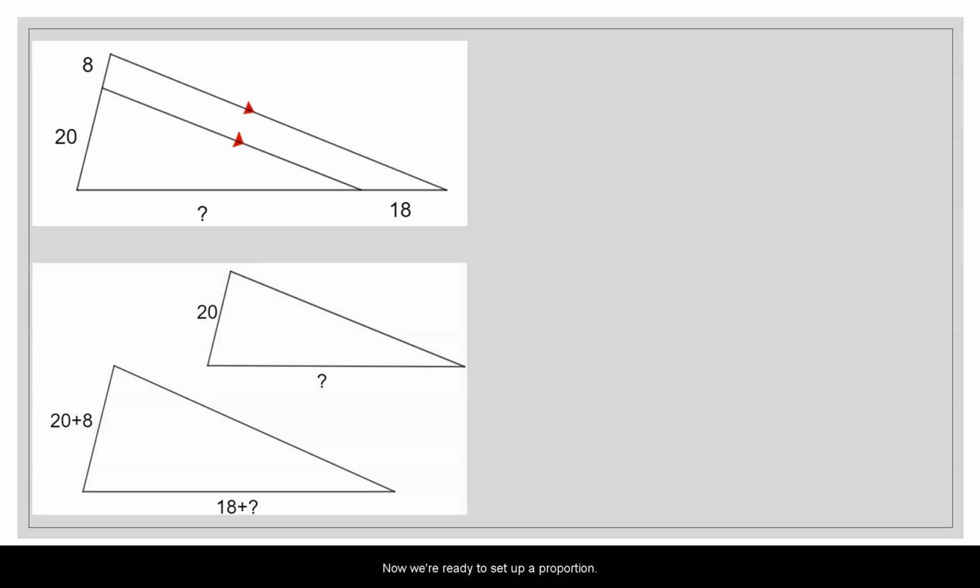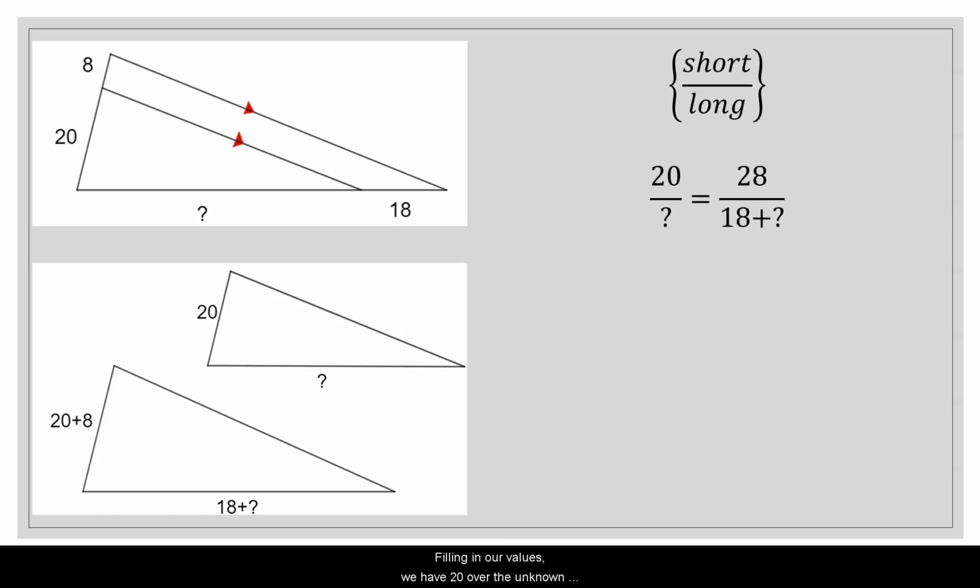Now we're ready to set up a proportion. Just because I like my fractions with the smaller number on top, I am going to set this up as short over long. Filling in our values, we have 20 over the unknown is equal to 28 over 18 plus the unknown. Cross multiply to get 28 times the unknown equal to 20 times the quantity 18 plus the unknown.